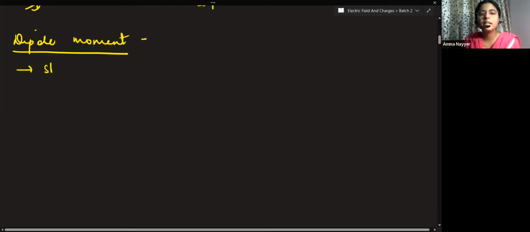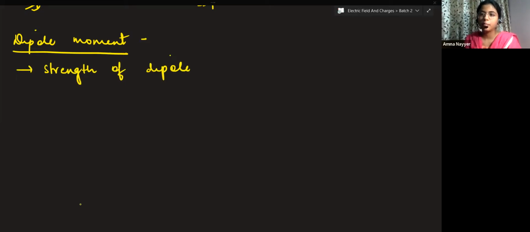Regarding dipole moment, see, dipole moment defines or gives the strength of the dipole. Strength of dipole means the intensity of the dipole. Dipole, you know now, a minus charge with a plus charge with the same magnitude. So if you have this kind of setup, one end has positive charge, one end has negative charge. So what is the strength of this setup, of this dipole? That is given through dipole moment.